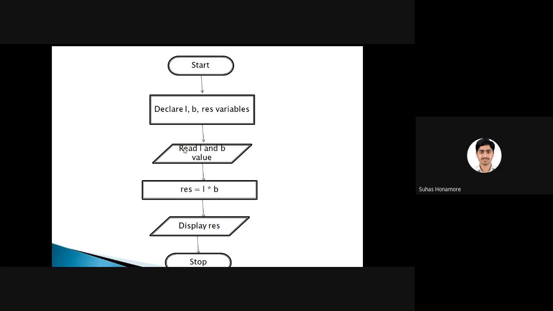Here, as you saw, this is a parallelogram. A parallelogram is always used for display purposes or for reading input. Here we use it for reading the input, that is, read the L and B values. For variables L and B we are reading the values. The user will give the values, then we calculate the result, result equal to L into B, that is the area. Whatever result this variable contains, display or print that result. Then stop.